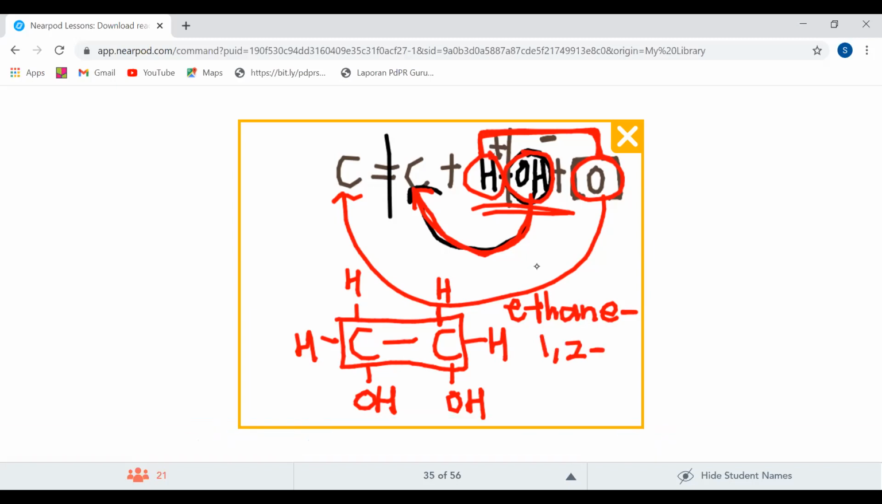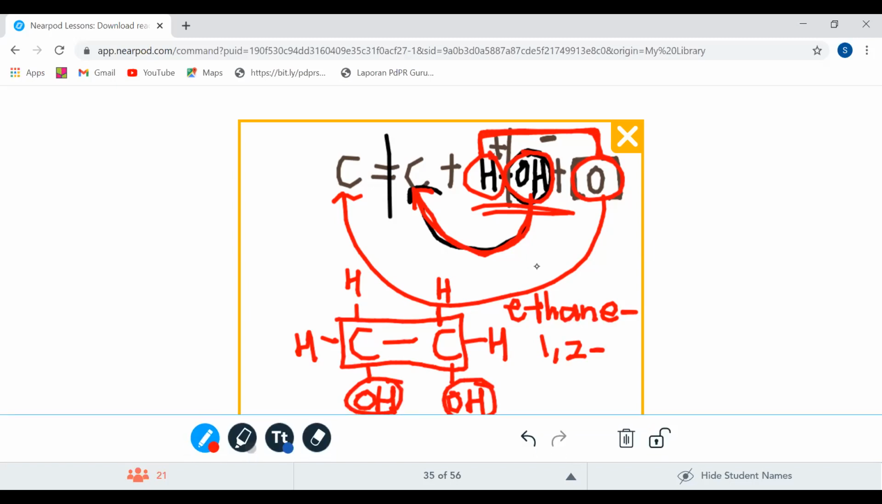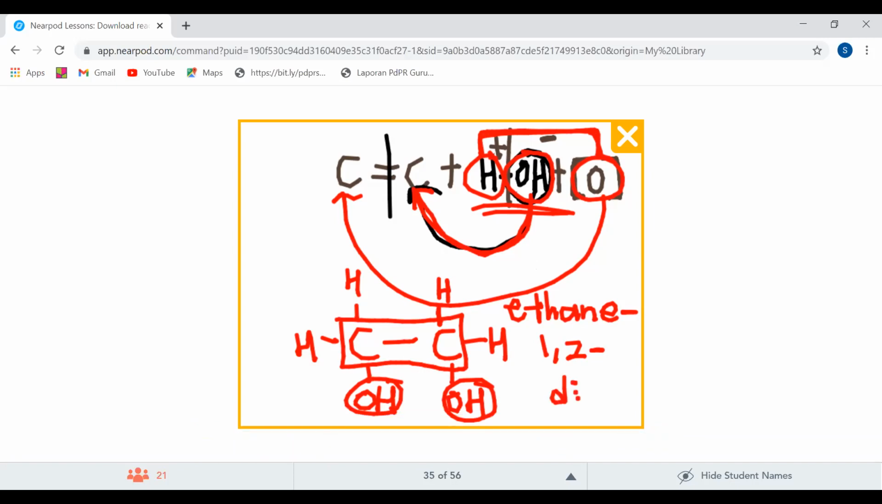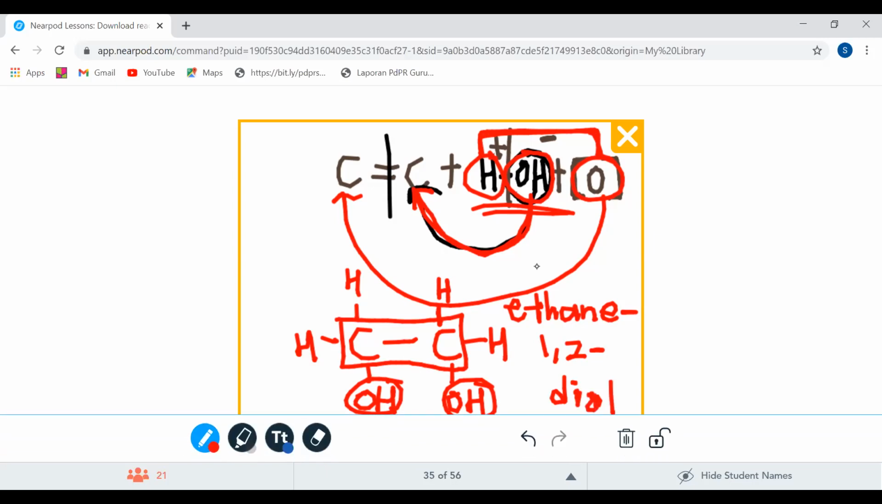Then dash again. How many alcohol groups do I have? Two. Okay, so if I got 2 alcohol groups, diol. If let's say in the question I got 3 alcohol groups, triol. That means it will be, for example, 1, 2, 3 dash triol. But it cannot be ethane, because ethane only has 2 carbons. So for example, propane-1,2,3-triol.